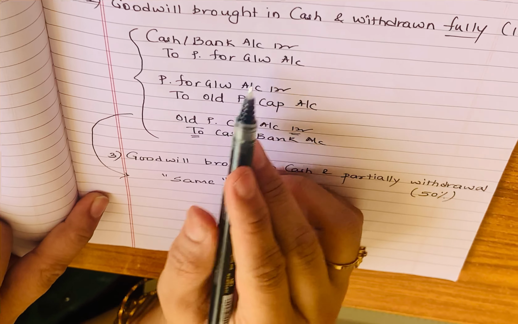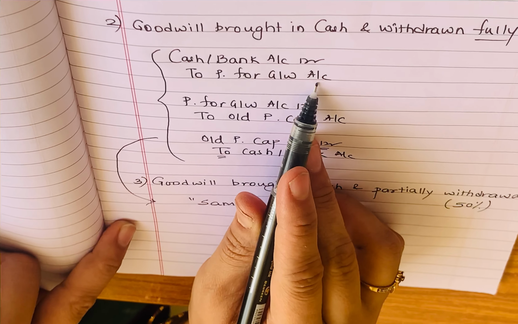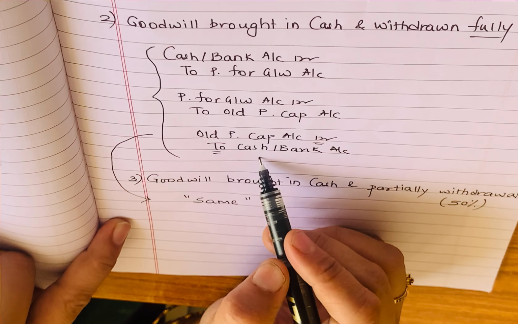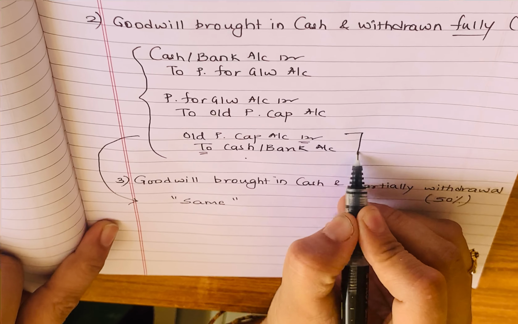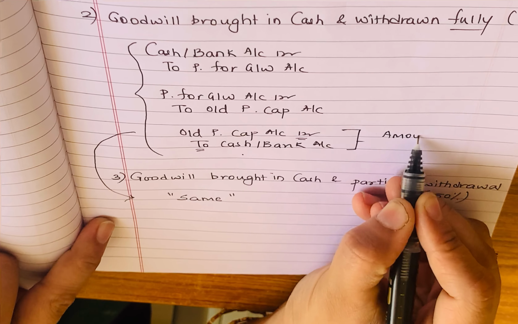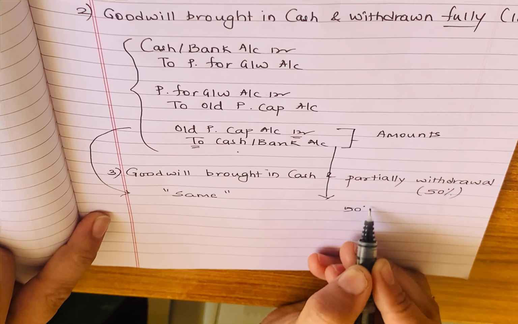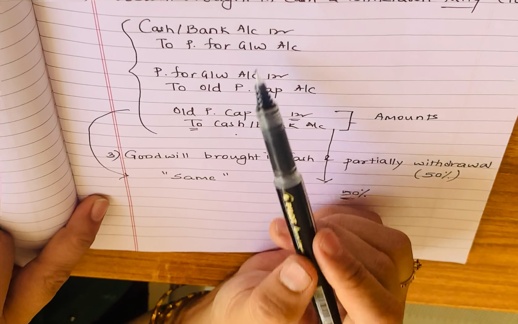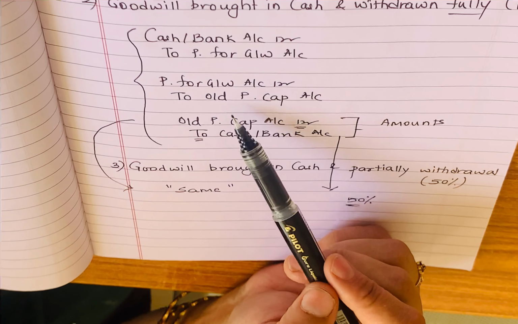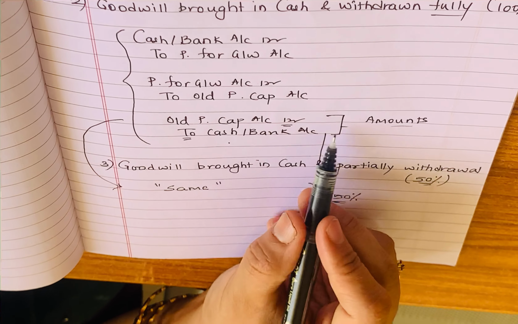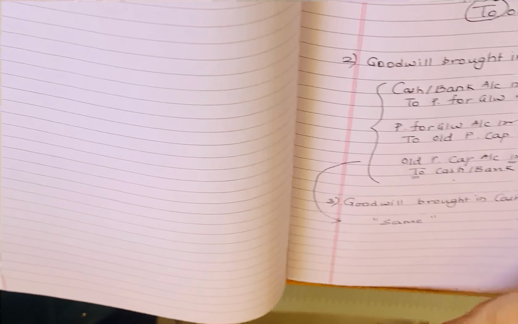So first bring goodwill in cash: cash or bank account debit to premium for goodwill, then it gets distributed to the old partners and then it gets withdrawn. Only the last entry amount for partial withdrawal will be 50%. So if 100% goodwill is brought in cash and distributed among the old partners, withdrawal is done only for 50%. So the last entry only will be for 50%.